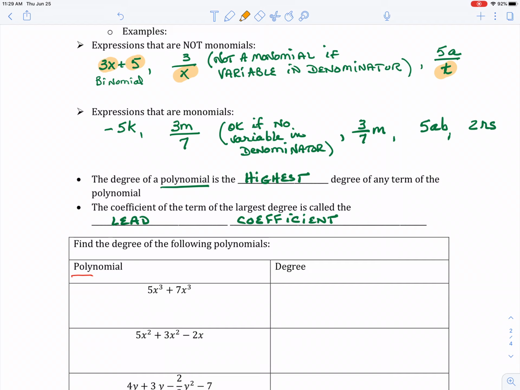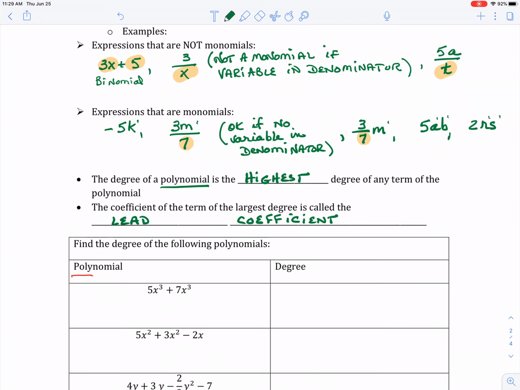Here are some examples of things that are monomials. And you notice this one doesn't have a variable in the denominator. It has a constant in the denominator, and that's okay. And the others all have whole numbers in these positions of the powers. So good examples of monomials.